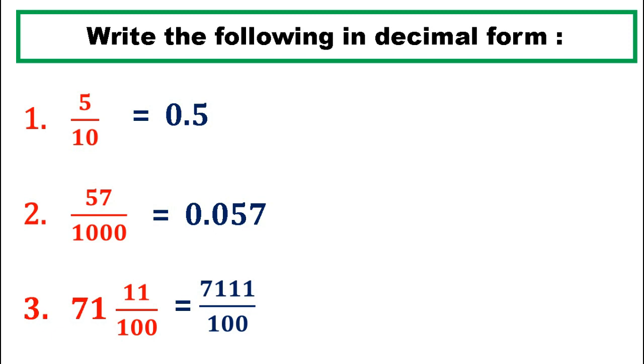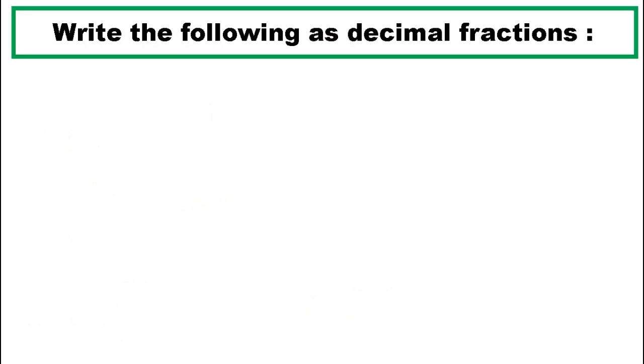Now is the time to convert this into the decimal form. Since the numerator is greater than the denominator, so we will simply write the numerator. Then we will count the number of zeros which are there in the denominator. Since there are 2 zeros, so we will simply put the decimal point counting 2 places from the right. So 7111 by 100 can be written in decimal form as 71.11.